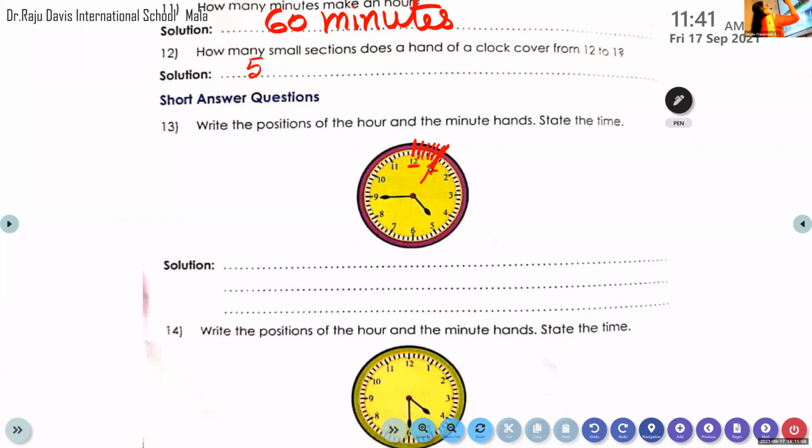Okay, Nora. Good. She told 4. 4 lines were there in the middle. 4 small sections, 5 small sections. You have to include the number where it is reaching. It is reaching here, no? So you have to include this line also. Okay, Nora.